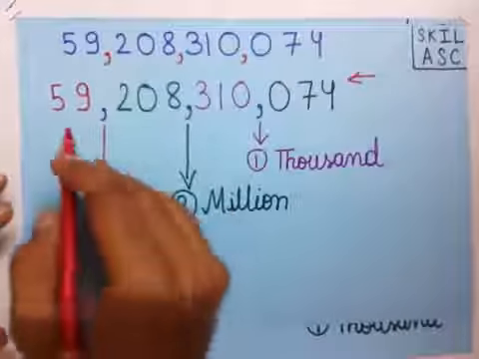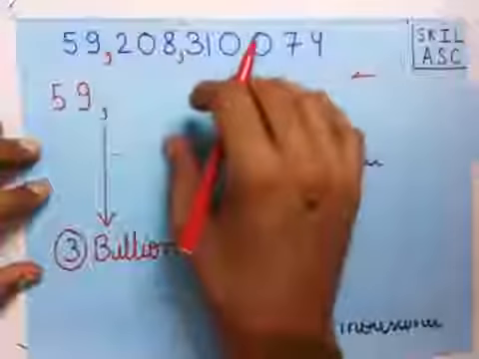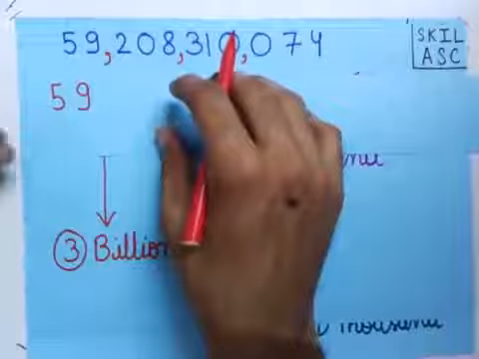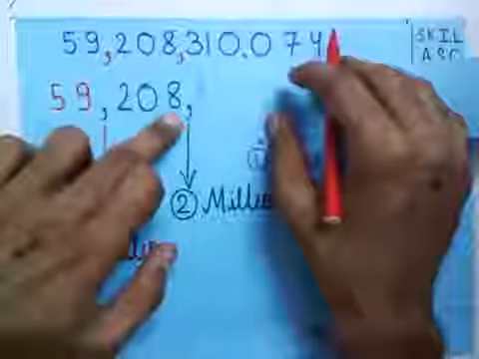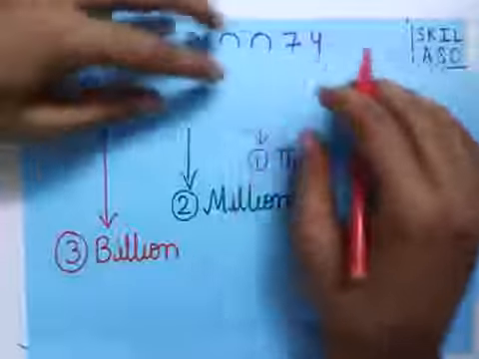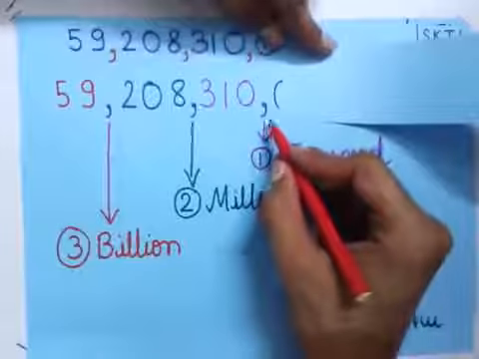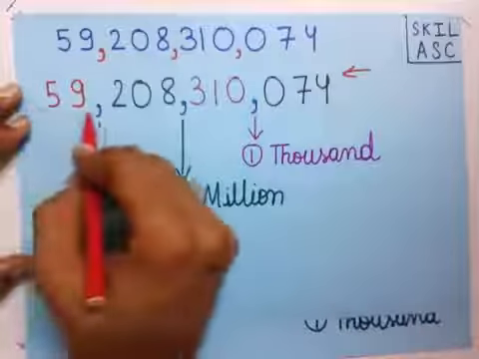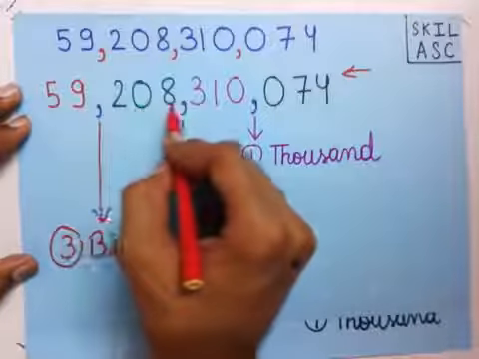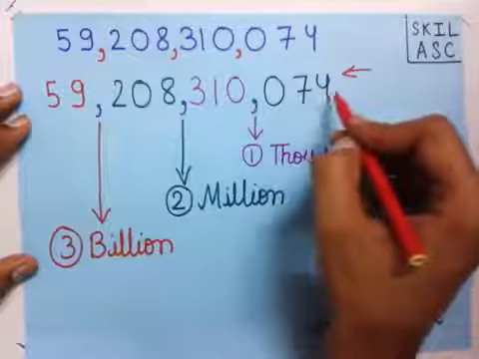First, we read each number separately. We read it as 59 billion, 208 million, 310 thousand, then 74. We read it again quickly: 59 billion, 208 million, 310 thousand and 74.